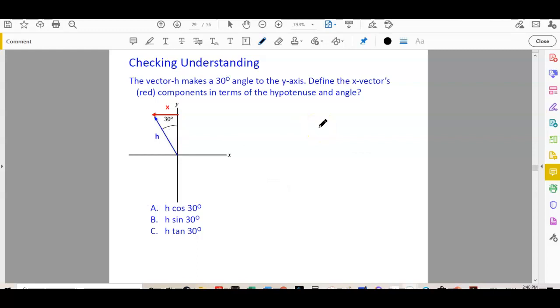Well, let's try this out for the x direction one. So this will be y, and this will be x. So what would x be in terms of h and 30 degrees? Go ahead and pause the video now and try it out. See what you get.